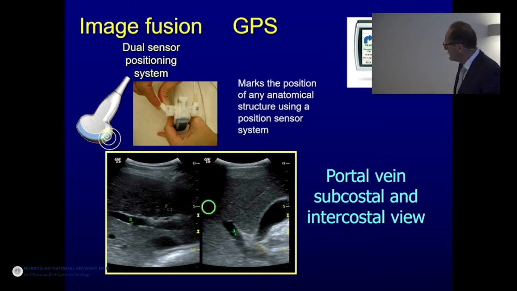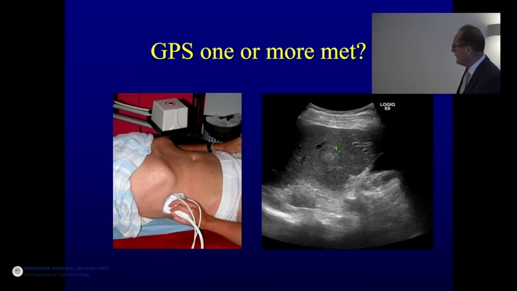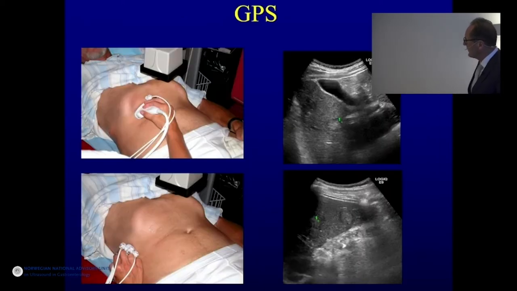So here we see the portal vein from a subcostal and from an intercostal view, and you can put a marker on so you know, well, it's the same vein. Looking here, you see one metastasis, and looking from the upside, you see the same metastasis, and there's a number on it because you put a one, so you know it.